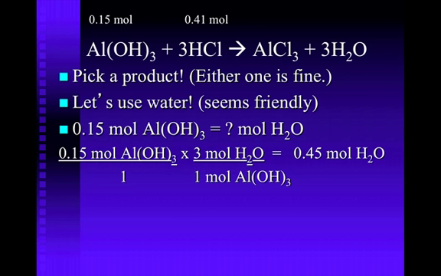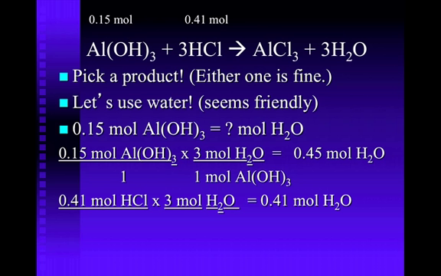So what this means is if I use only 0.15, or like 15% of a mole, of aluminum hydroxide, and I have all the hydrochloric acid in the world that I want and I'm not going to run out, I could make as much as 0.45 moles of water.